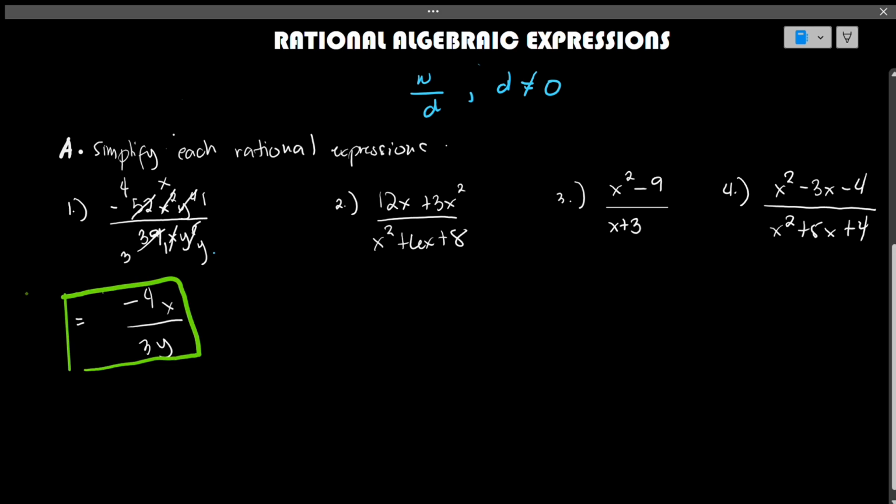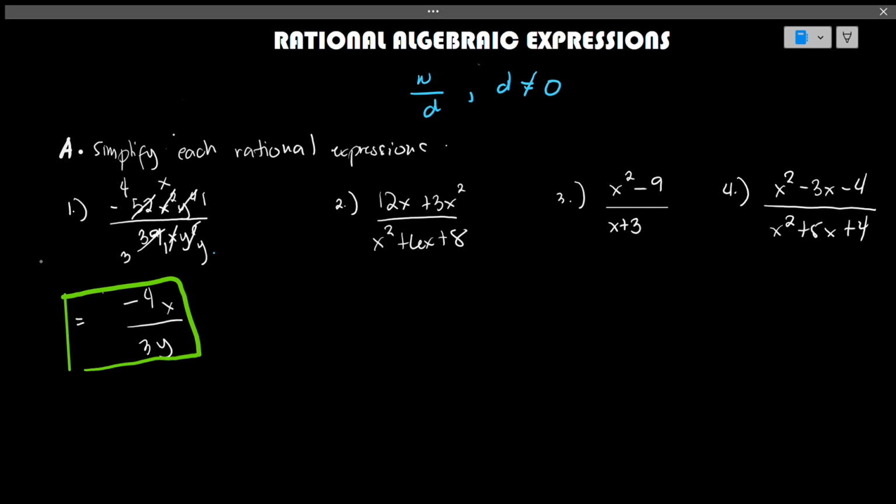Now, let's try example number 2. For example number 2, we have 12x plus 3x squared all over x squared plus 6x plus 8. Just like what I told you earlier, for us to remove all of their common factors, we need to make sure that our polynomial, both numerator and denominator, is written in its factored form. Now, we have 12x plus 3x squared here.